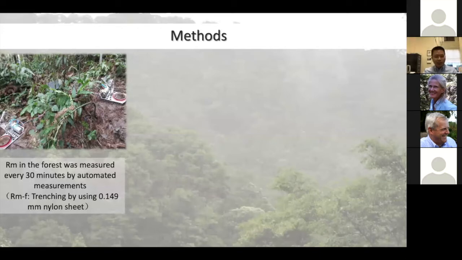So in my study, I also used the root trenching method to separate soil microbial respiration from soil respiration. But here I used a very small size nylon sheet as the material to separate the fine root ingrowth. This small size nylon sheet can enable water to move freely inside and outside the trenching plot.